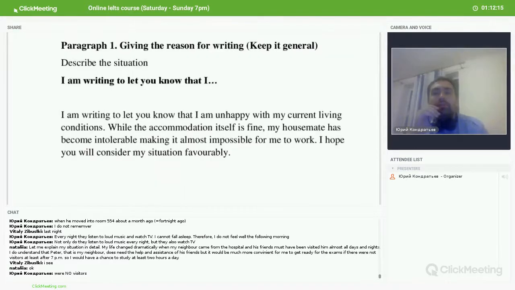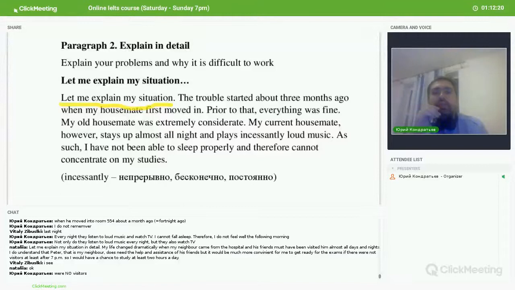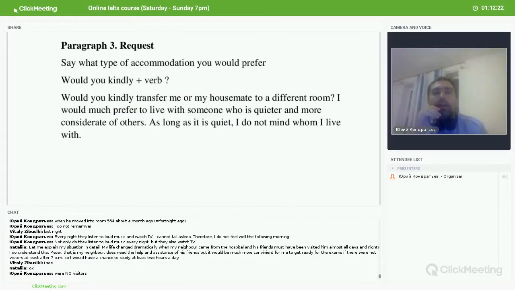Okay, so where were we? Describe the situation, give details. And now, let's make a request. 5 minutes. Remember, say what type of accommodation you would prefer. Here there is a little deviation from the topic, from the task. In task achievement, in this paragraph, no type of accommodation is mentioned, and this is not very good.